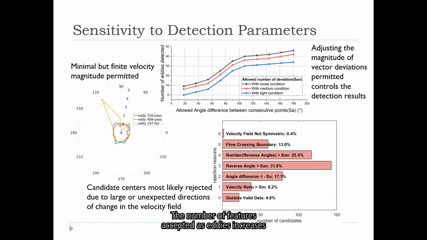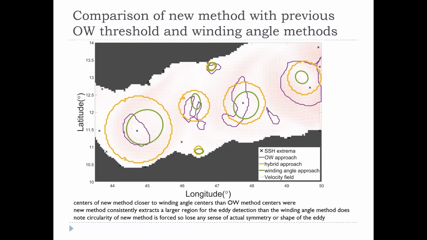The number of features accepted as eddies increases as the number of reverse direction changes permitted is increased. These angle criteria affect the number and identity of eddies detected most strongly of all the parameters for the rotation tests. This reflects our common sense that rotation and swirl define an eddy.